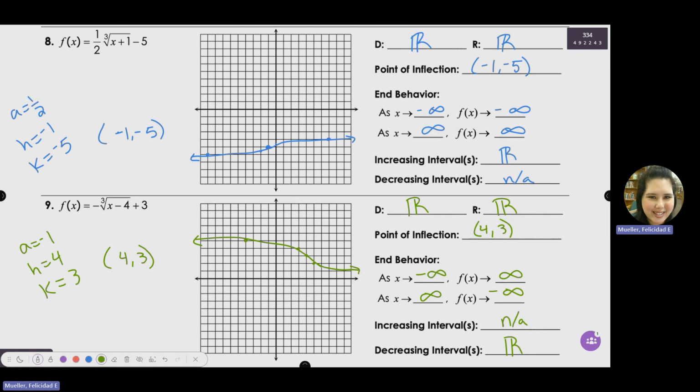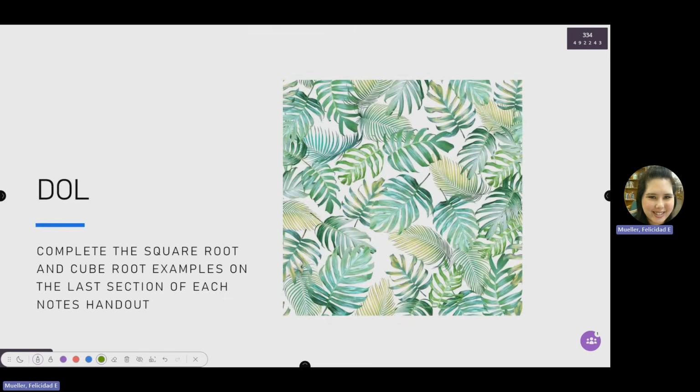Pause as needed, of course. And that actually is the end of the notes. So it's actually a pretty quick one, nothing too crazy. For those that have the handout, I do want you to go ahead and try doing that DOL and checking it with me in class. So you can go ahead and try that.